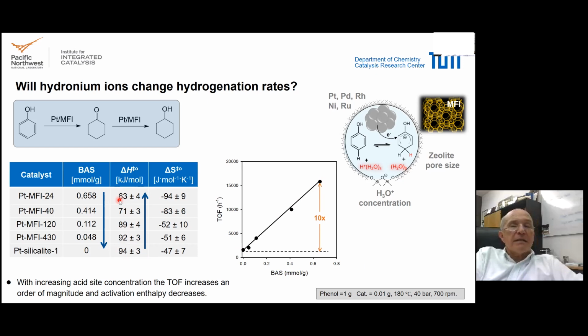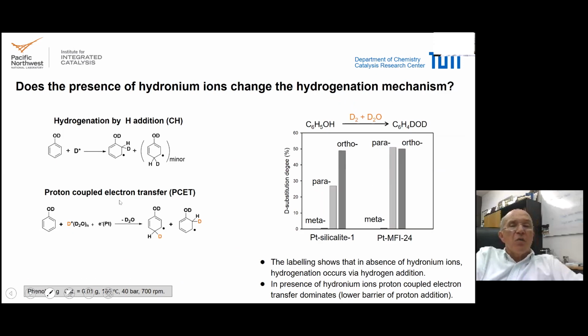So now let us check for a second whether we really change that mechanism. And we can do this, we turn again to isotope labeling. We use deuterium in order to show that, because we know that if you have a proton coupled electron transfer, the ortho and the para position are preferred and probably equally populated, while in the other case, when we have a hydrogen added, we tend to have this close to the O'Day group.